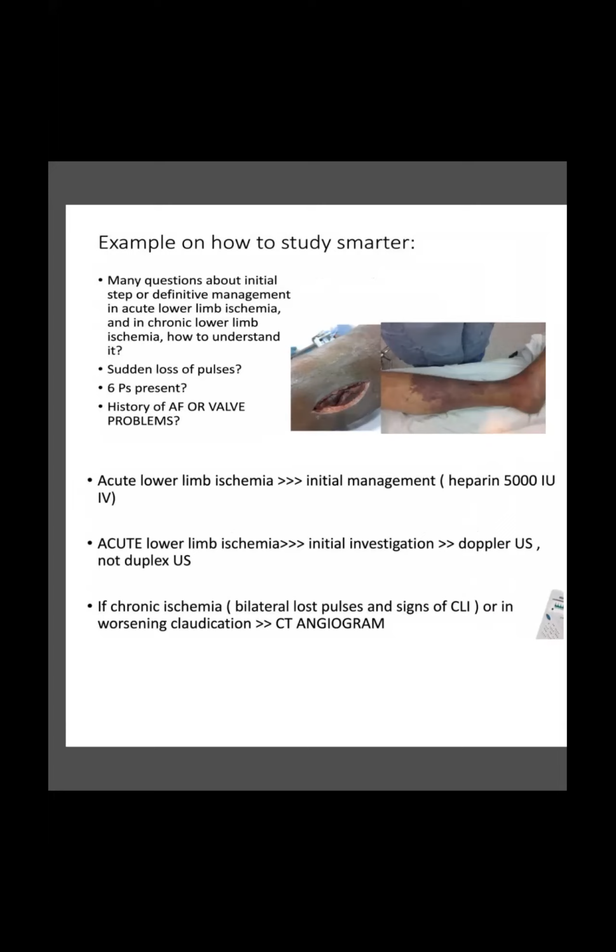Because why? A patient with atrial fibrillation comes to your hospital. What does it mean? There is an increased chance of thrombosis, sudden loss of pulsation. I have to give initially either thrombectomy or start low molecular weight heparin. So see, acute limb ischemia, initial management heparin. You can ask me, ma'am, you always say low molecular weight heparin, so they are asking about heparin.